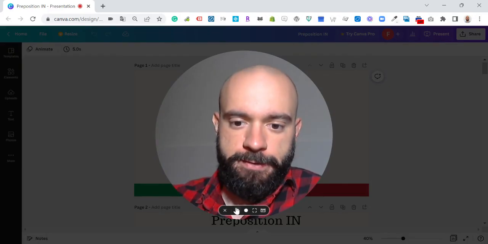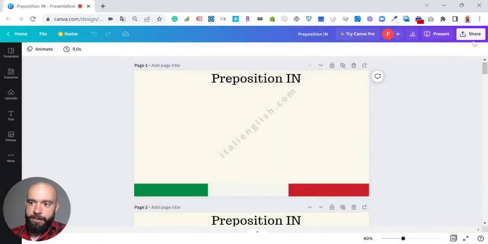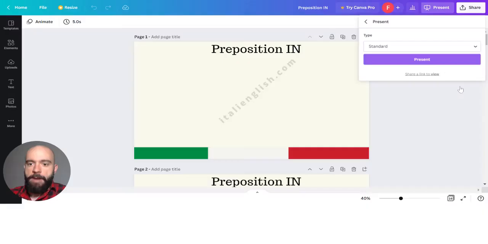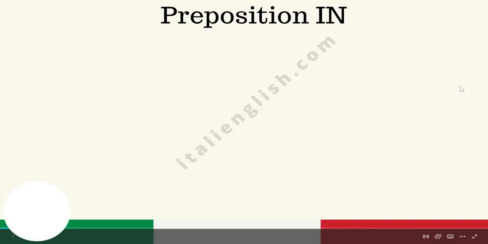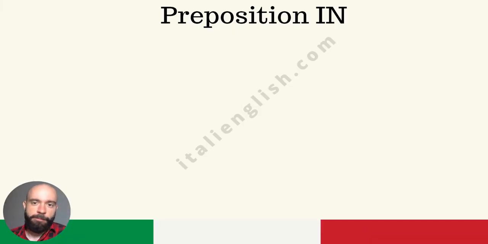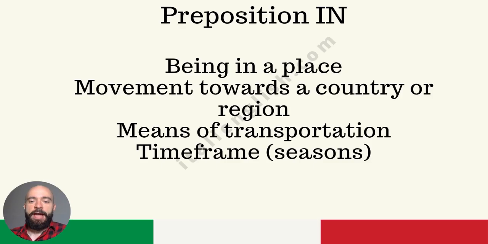Let me put myself in a corner here and let's start this presentation. Preposition in is very important, but every single preposition is very important. And we're gonna use it in these following case scenarios, or at least the majority of the cases. Then there are other usages here and there, but these are the key ones. First one, being in a place, movement towards a country or region, means of transportation, and time frame with seasons.